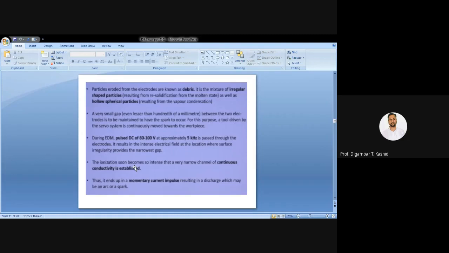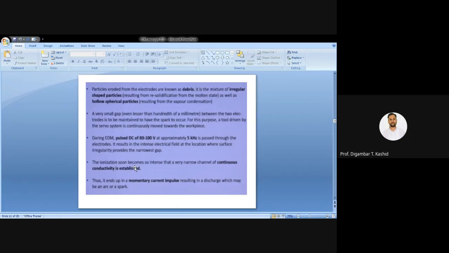So that pulsed DC is passed through your electrode, and it results in an intensity field localized at the location where the surface irregularity provides the minimum or narrowest gap. So the resistance will be less wherever the minimum gap is there, and with small resistance where the nearest gap is, that is when the discharge occurs.